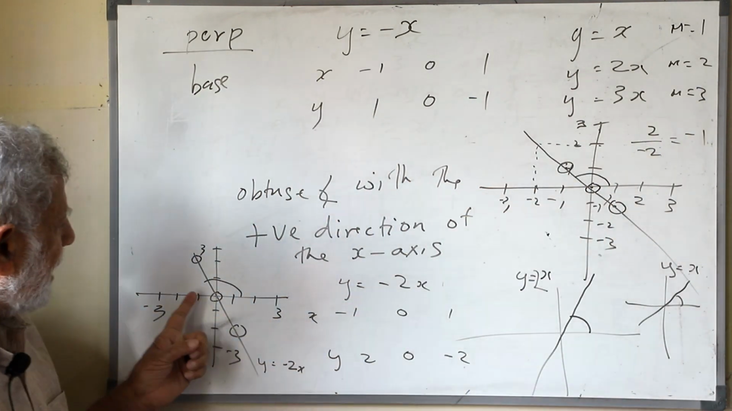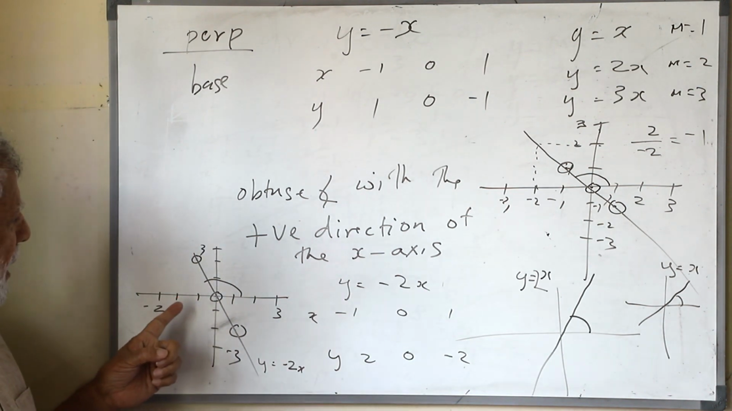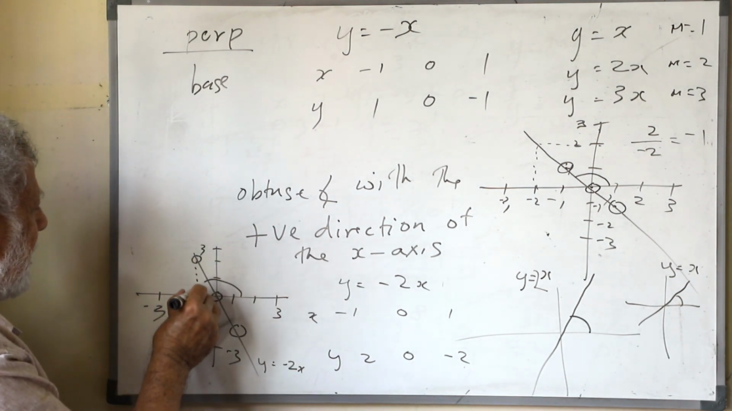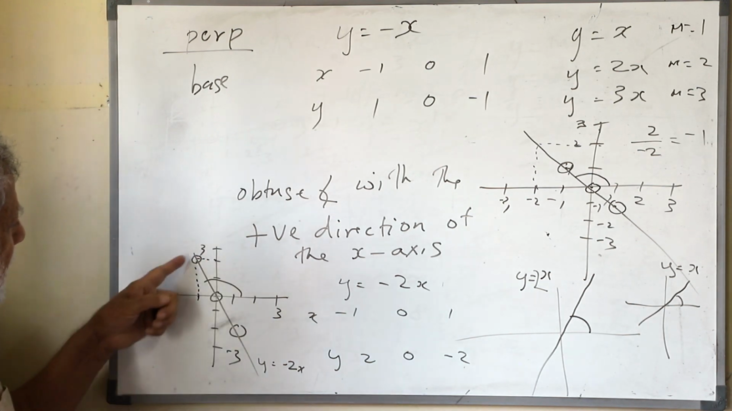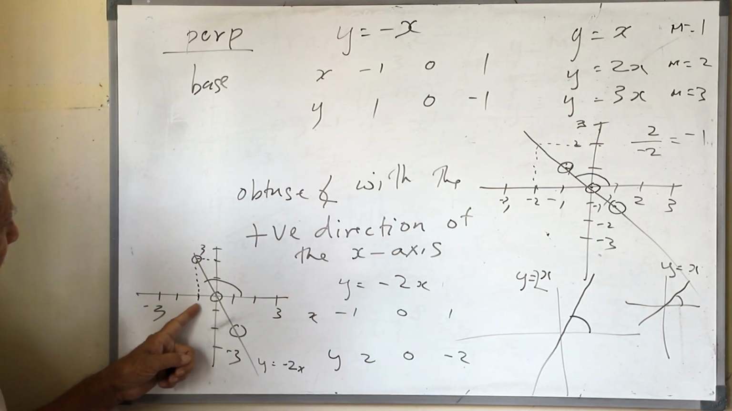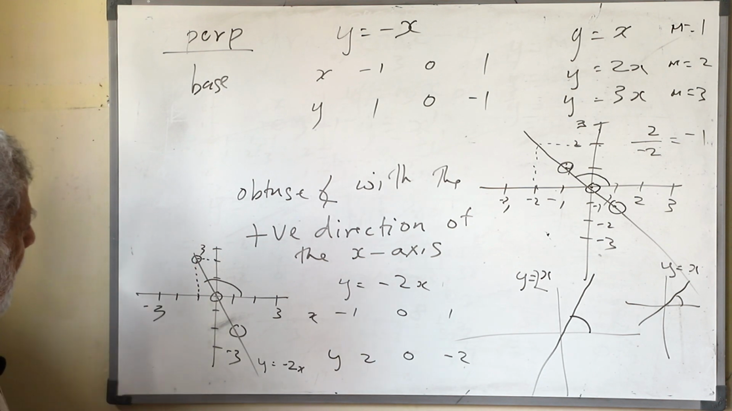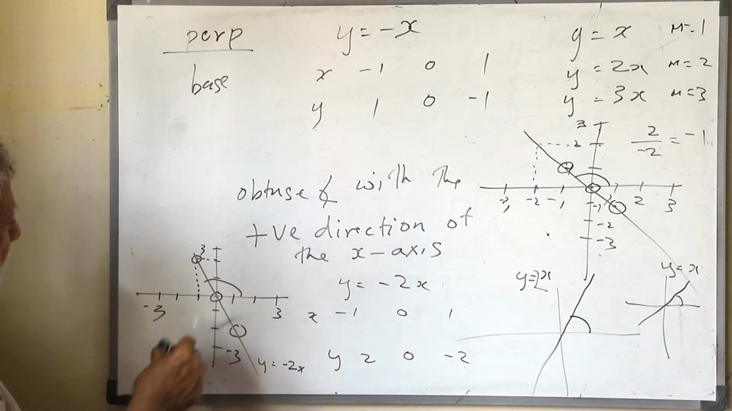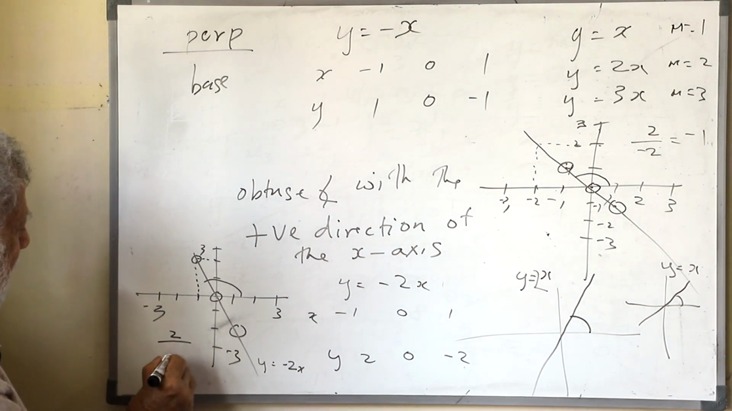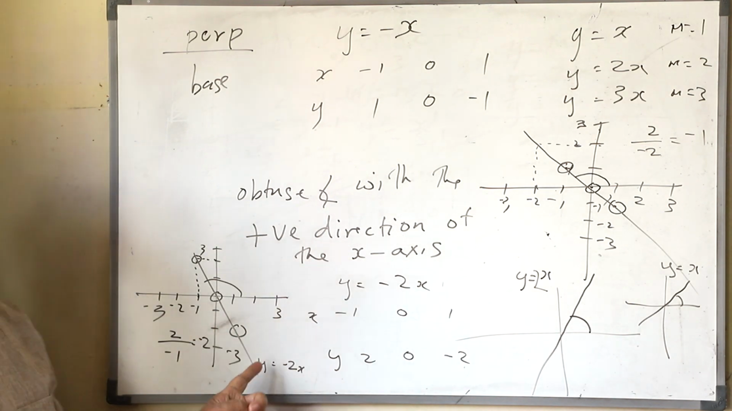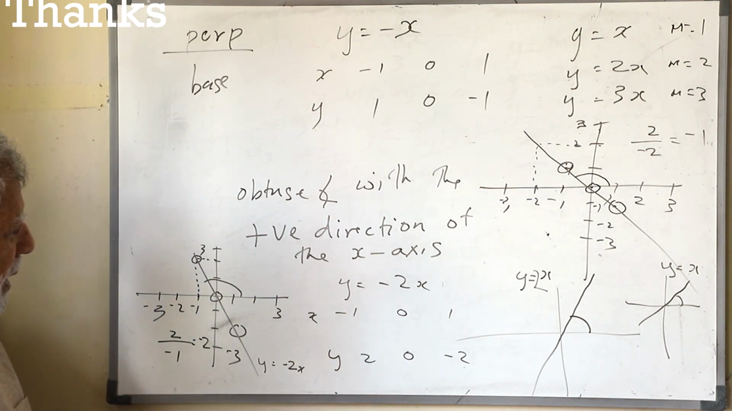In the other case, if we want to find the gradient of y is equal to minus 2x, we draw a perpendicular like this, and we draw a line like that. So this is the perpendicular upon base. The perpendicular is 2 and the base is minus 1. So the perpendicular upon base will be 2 upon minus 1, which is equal to minus 2. So the gradient of this line is minus 2 if you are calculating this way. Even without the equation given, we can immediately tell that the gradient is minus 2.